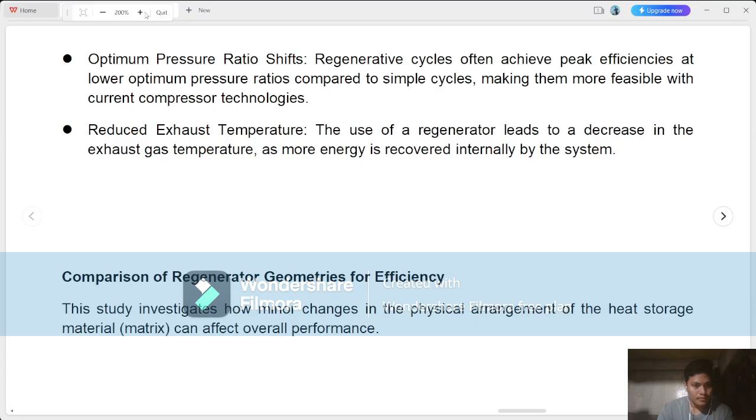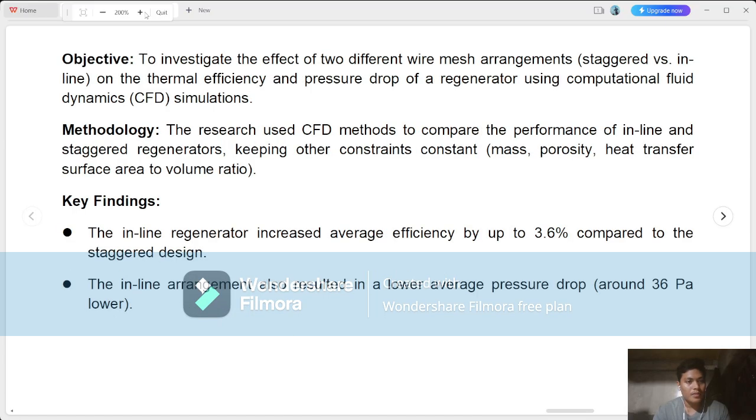Next study is comparison of regenerator units for efficiency. The study investigates how minor changes in the physical arrangement of the heat storage material can affect overall performance. The objective is to investigate the effect of three different mesh arrangements on the thermal efficiency and the pressure drop of the regenerator using computational fluid dynamics simulation.